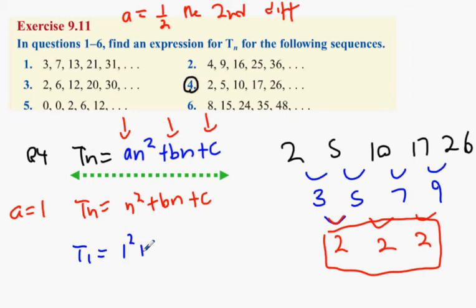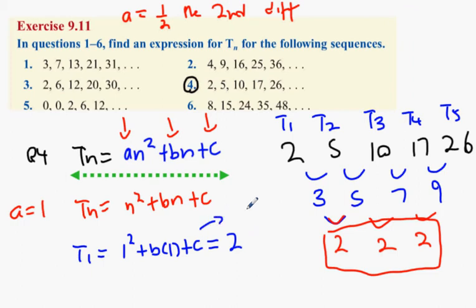1 squared plus b times 1 plus c equals. What is T1 in this question? T1 is 2, so that equals 2. Anybody tell me what 1 squared is? 1. What happens when you bring 1 over to the other side? Minus 1. What's b times 1? b. So b plus c equals 2 minus 1, which is 1.